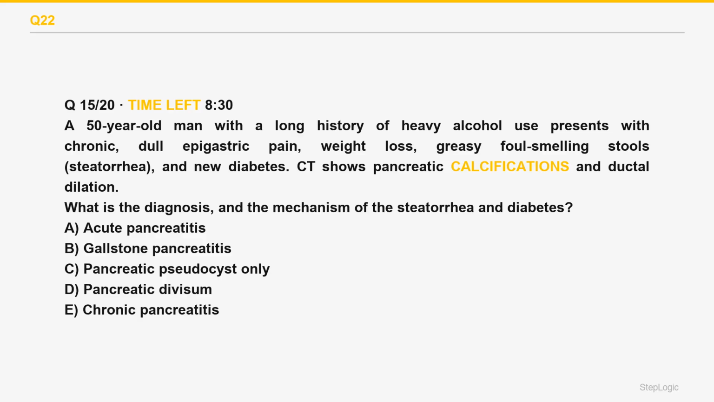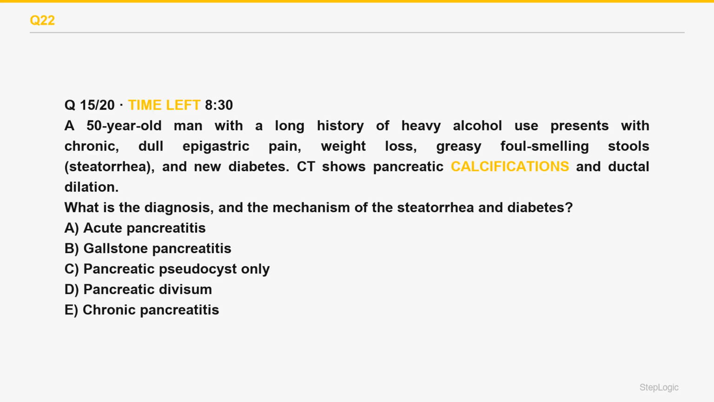What is the diagnosis and the mechanism of the steatorrhea and diabetes? A 50-year-old man with a long history of heavy alcohol use presents with chronic dull epigastric pain, weight loss, greasy foul-smelling stools, steatorrhea, and new diabetes. CT shows pancreatic calcifications and ductal dilation.